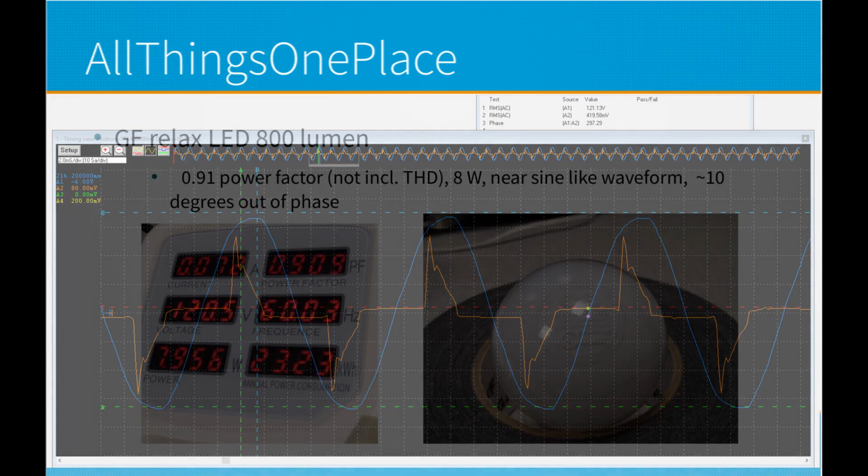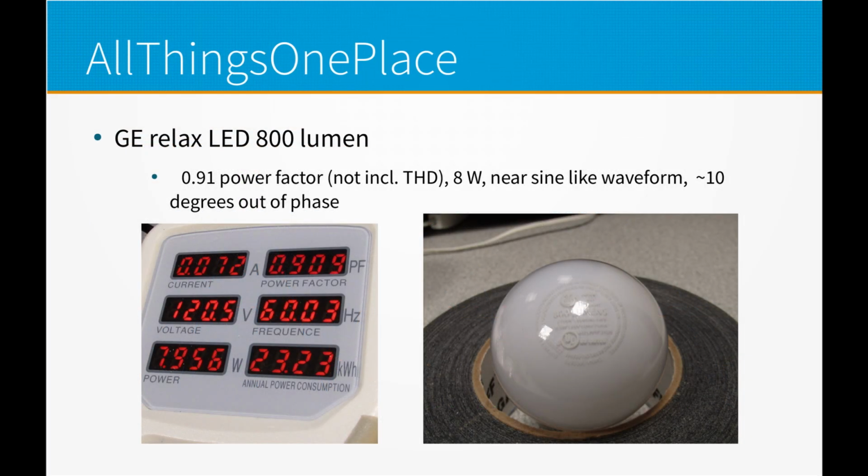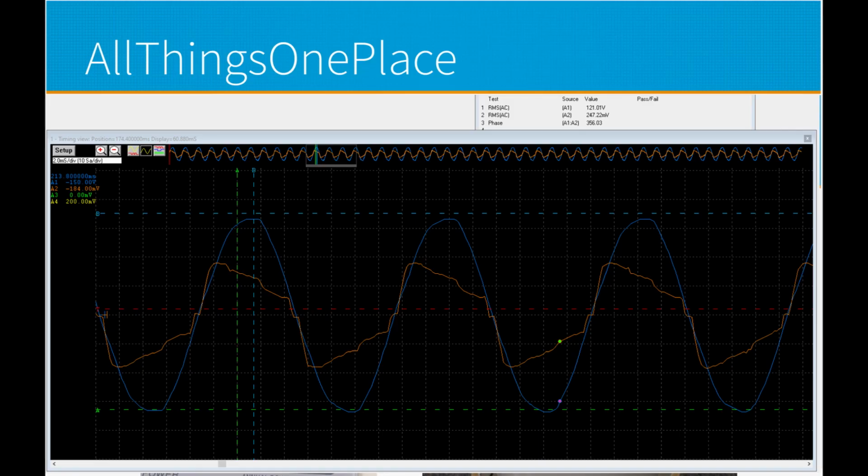The next one is just a GE basic light bulb, pretty good power factor, near sine-like waveform, a little bit out of phase. You know, it's not amazing, but it's really not bad, and definitely looks just like a normal light bulb. I don't know if you pick it up, it feels like a normal light bulb. But the waveform, you can see, is kind of a little bit funny. Definitely doesn't follow the sine wave shape of the voltage, so that's where we're losing our power factor. It's just not quite in line, and it's just a little bit weird.